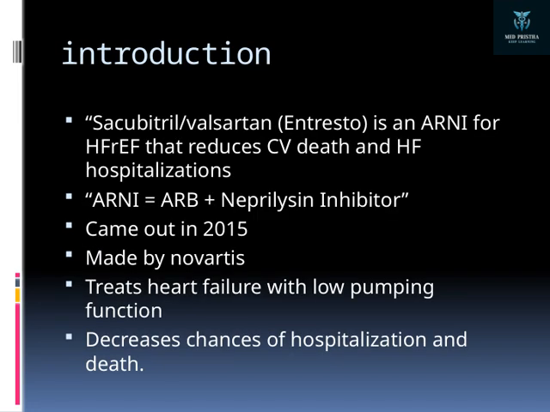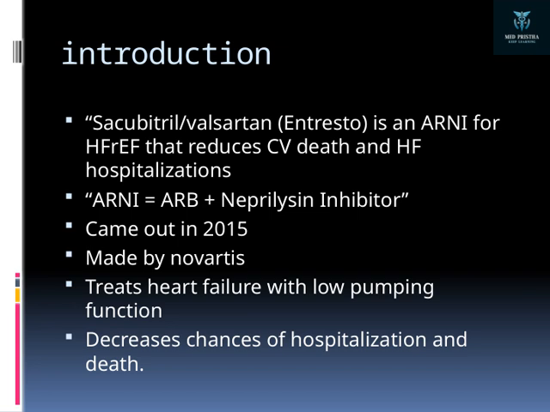Today, I want to introduce you to sacubitril/valsartan, also known by its brand name Entresto. It's a medication classified as an ARNI, which stands for angiotensin receptor neprilysin inhibitor. This is specifically used for heart failure with reduced ejection fraction, or HFrEF. What makes this combination so impactful is that it helps reduce both cardiovascular death and hospitalizations related to heart failure.